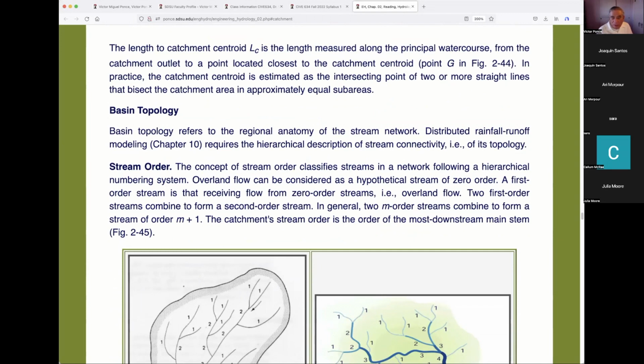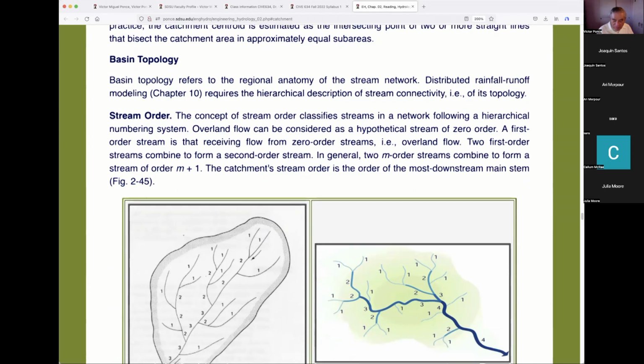Topology. What is topology? It's a fancy word. It means regional anatomy. Example, our body. There's a certain topology to our bodies. We can eat with our hands. We don't eat with our feet, right, or with our legs, because that's just the way we're put together, right?